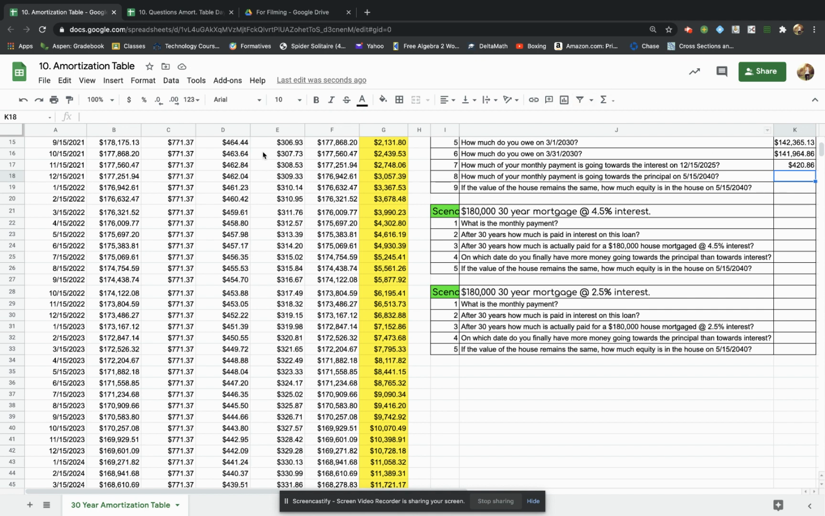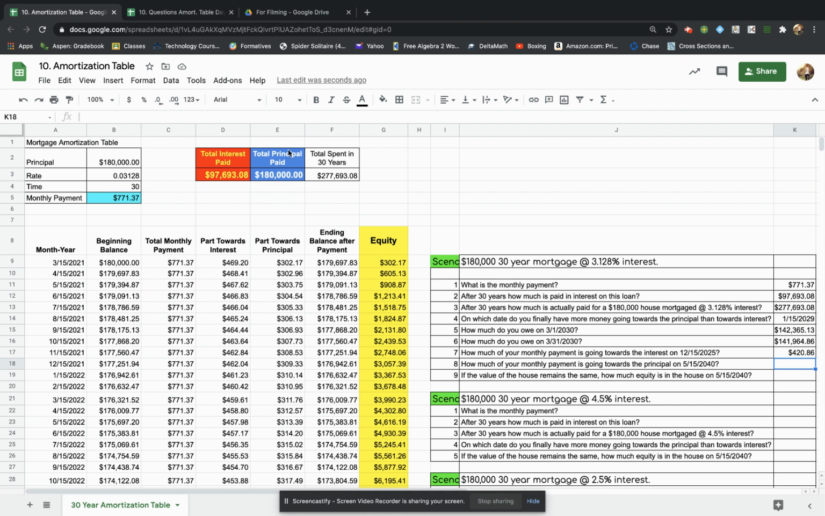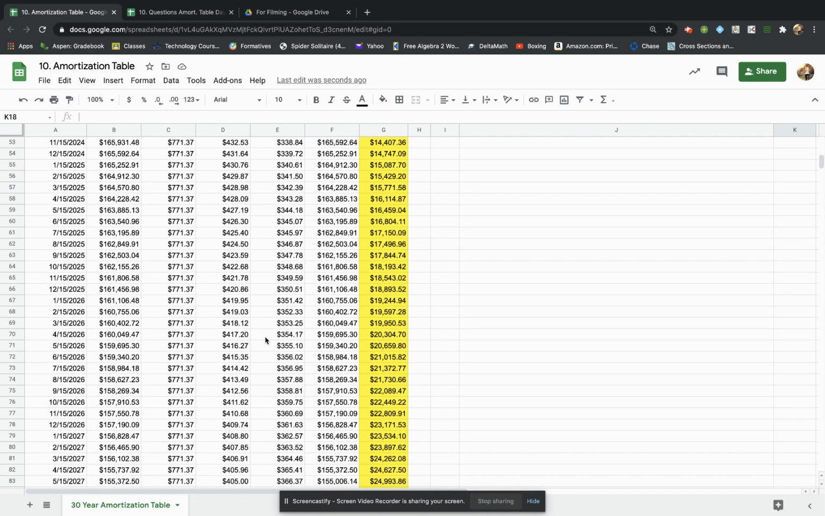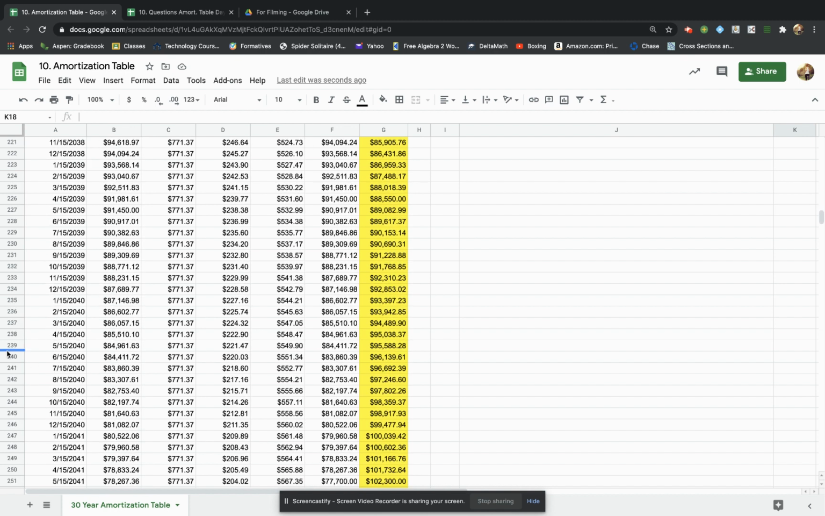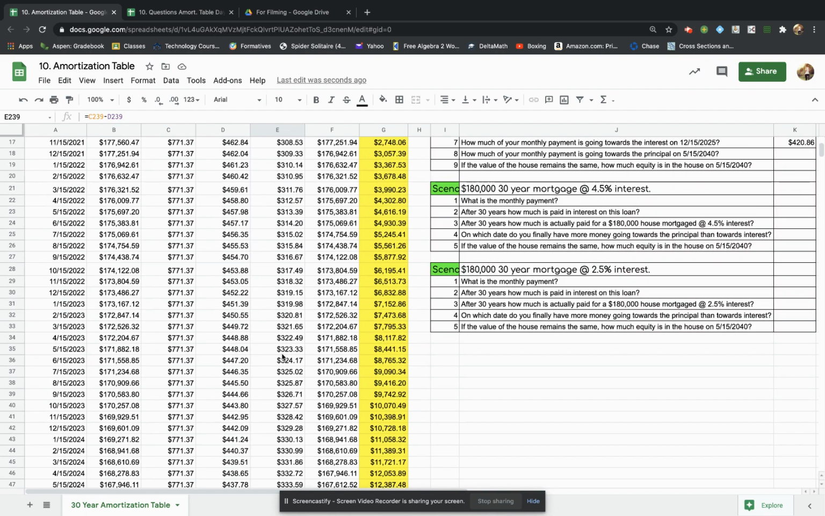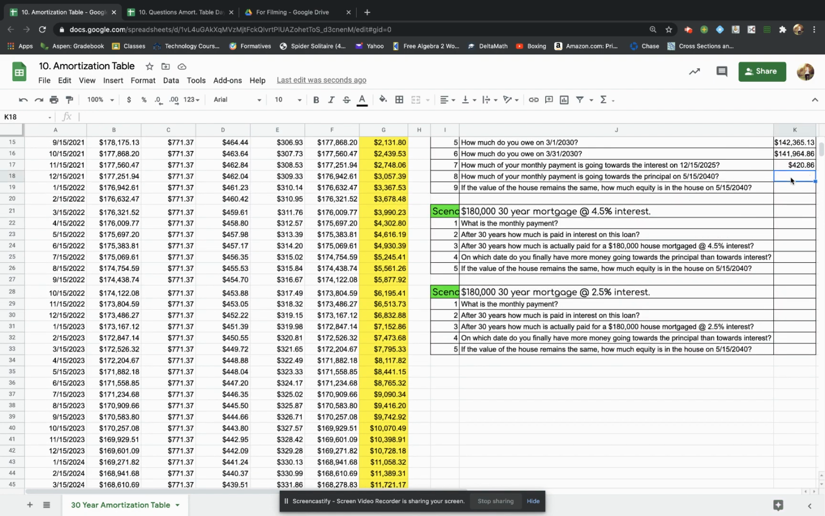Okay, remember the part towards principal is column E. So we have to go to 5/15/2040 and look at the number in column E. Here's our 2040s. Here's 5/15/2040. Column E, we have $549.90 going towards the principal.